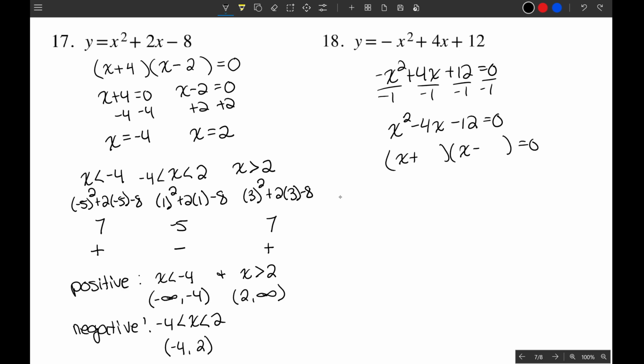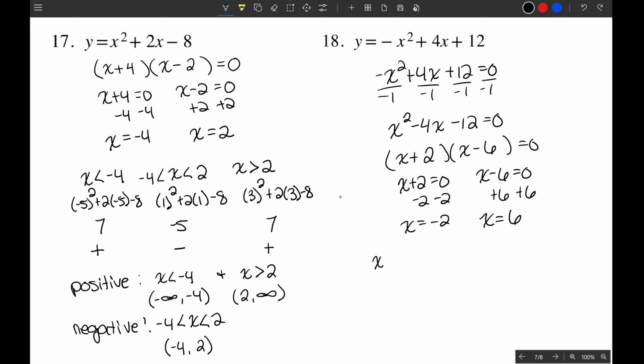What multiplies to make 12 that will subtract to make 4 is 2 and 6. And we need a -4, so 6 is negative and 2 is positive. And then I'm going to set those factors equal to 0 and solve. So I get -2 and positive 6.